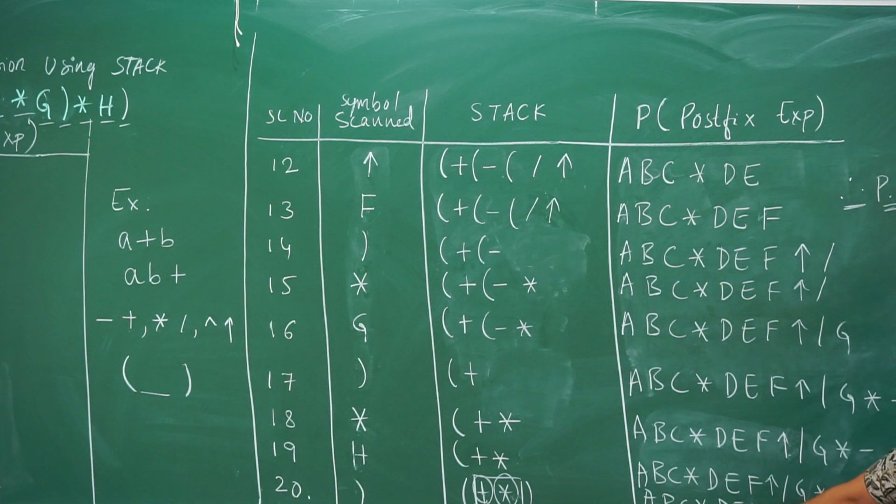A B C asterisk D E F arrow symbol G asterisk minus H asterisk then plus.